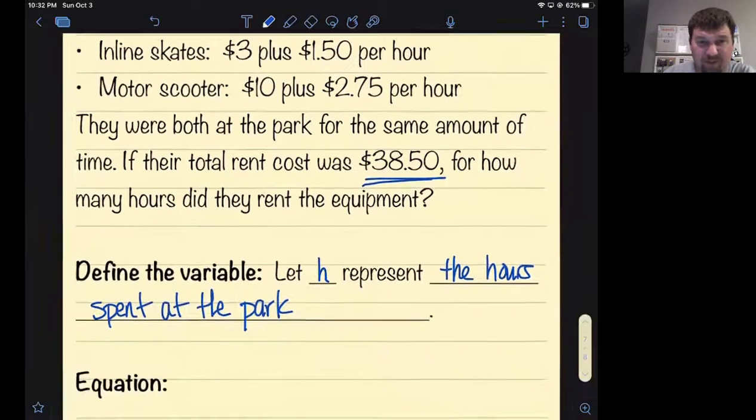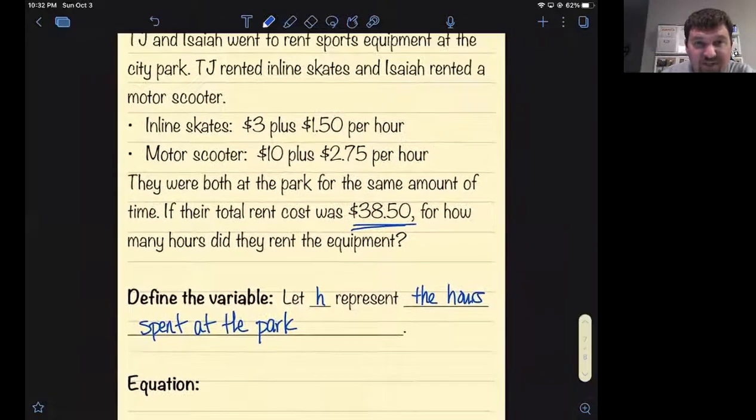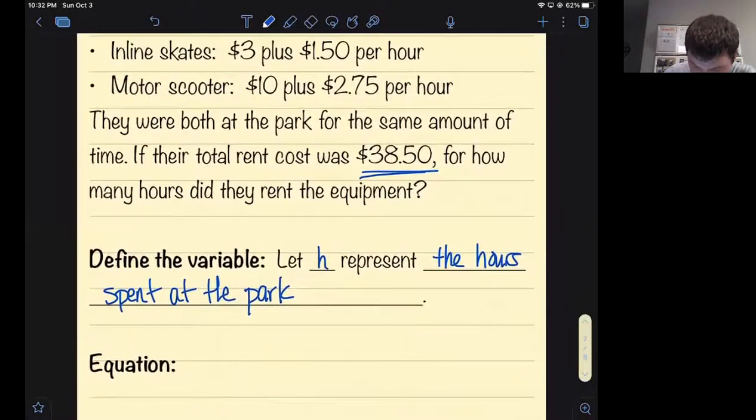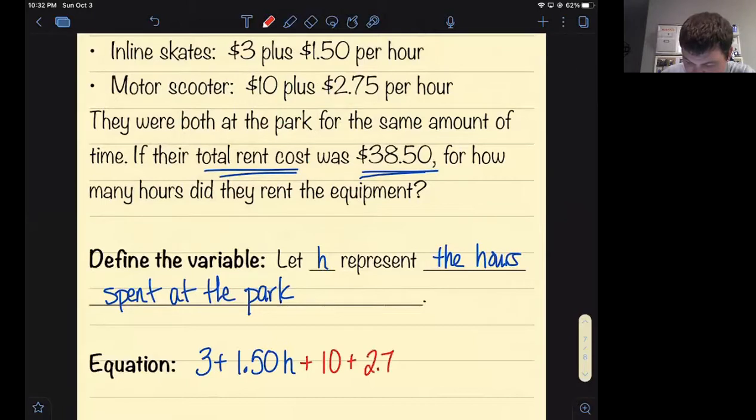So how are we going to write this equation? Well, TJ rented the inline skates, and so he's going to pay $3 for those inline skates plus $1.50 per hour, so times the number of hours. Now, when it says their total cost, that means if you add up everything they spent. So I'm going to add that with the amount of money that Isaiah spent, which was $10 plus $2.75 per hour. And that's going to give us a total of $38.50.